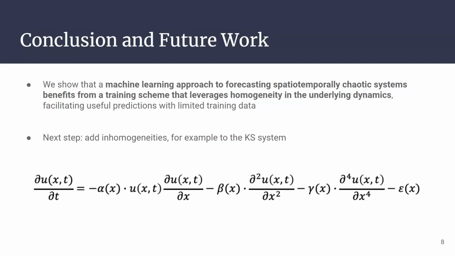The next step is adding in inhomogeneity to this system. Because this is a very illustrative example, we can modify the KS system to include terms that do depend weakly and then more strongly on its spatial regions and study the extent to which our model can accurately predict the dynamics of the system.